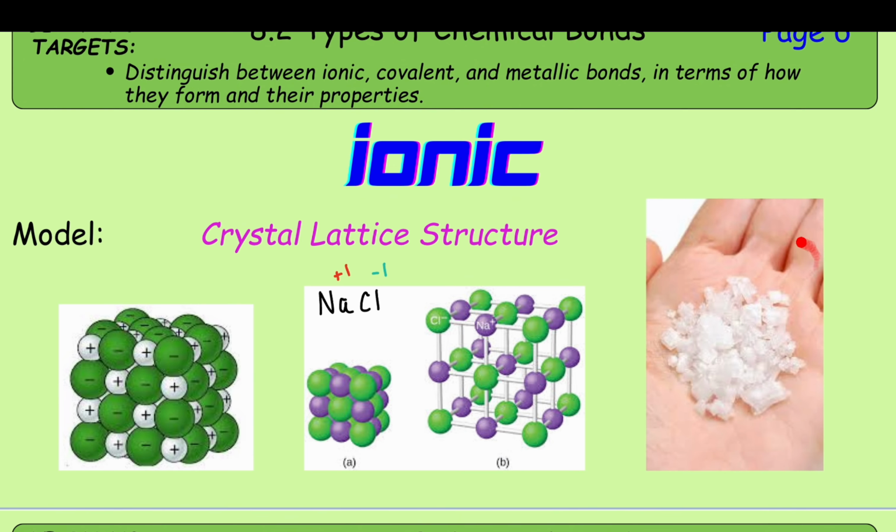Ionic compounds are going to typically look like this. So they're going to have this crystal looking shape. They're going to be hard and brittle. And that's due to the fact that ionic compounds have this crystal lattice structure. So that can be visualized through these models here.